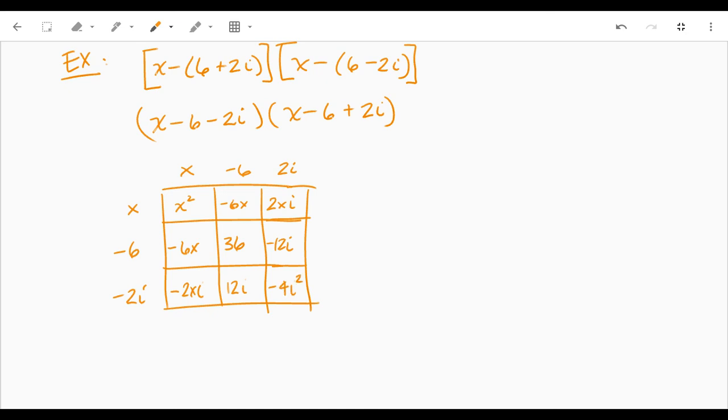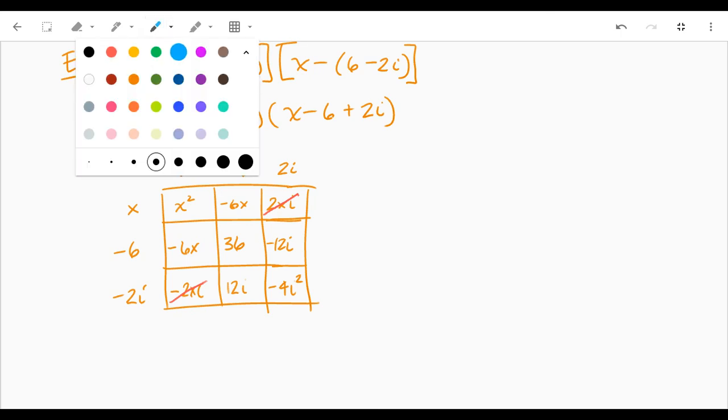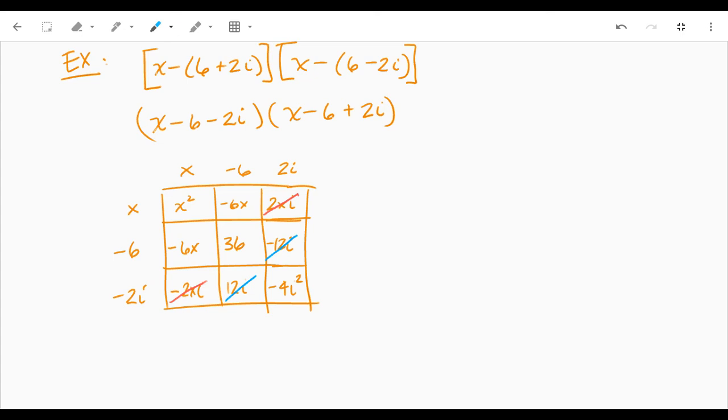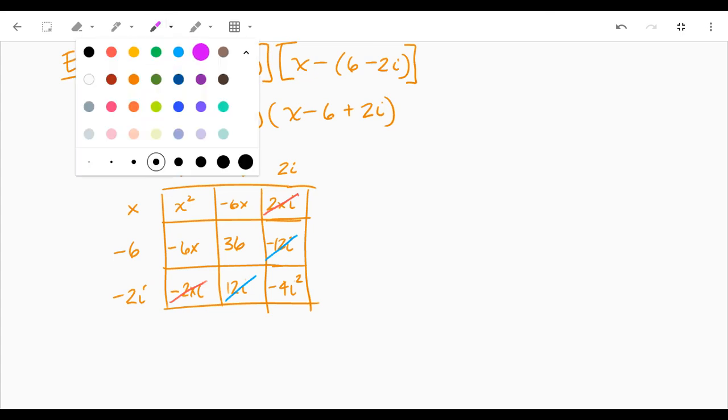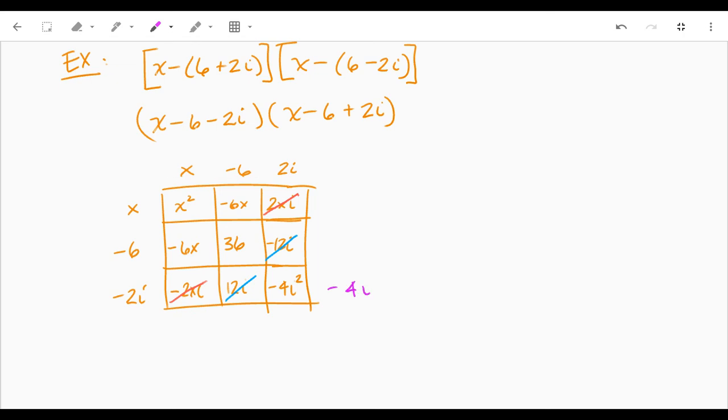Okay, and what's going to happen here is anything with an i is going to disappear. The first way that it's going to disappear is opposites. So negative 2xi plus 2xi cancels out. And then we have another pair of opposites there, right? 12i minus 12i. And then for that negative 4i squared, there's nothing to cancel it out with, but that is actually a real number. Negative 4i squared, remember i squared is negative 1. So it's negative 4 times negative 1, so it's positive 4.